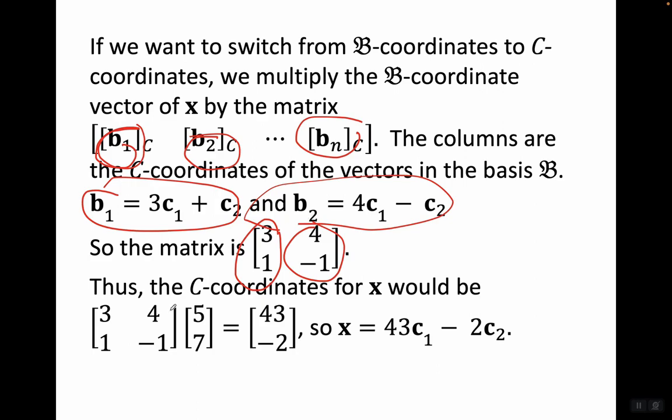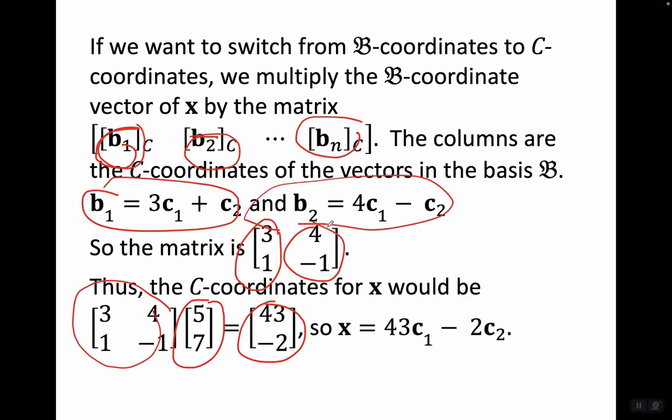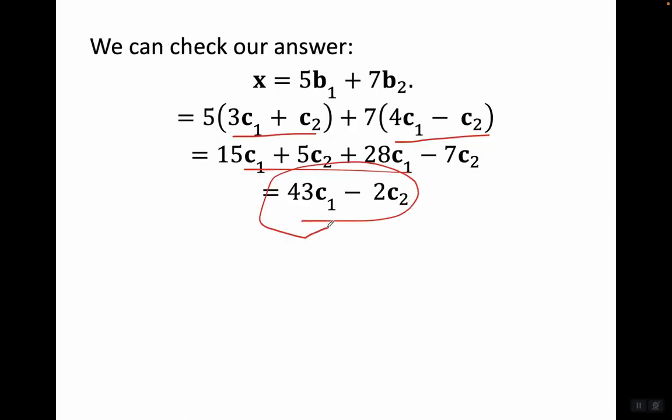Thus, the 𝒞 coordinates for x are going to be, okay, so we have this matrix. These are the coordinates of x relative to 𝔅. Multiply those together, and we get the coordinates of x relative to 𝒞. In other words, x equals 43c1 minus 2c2. We can check our answer. x equals 5b1 plus 7b2. We saw that earlier. But since b1 is 3c1 plus c2, and b2 is 4c1 minus c2, multiply all of this out, and we end up with 43c1 minus 2c2, which we saw a moment ago was what the formula gave us. So it works.